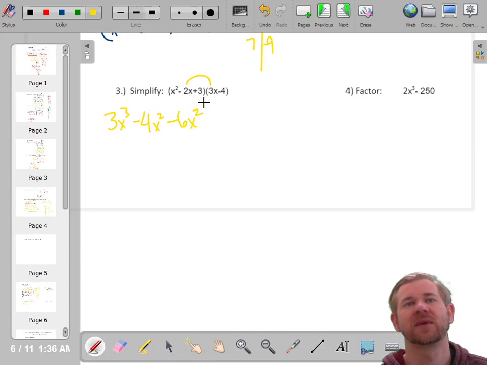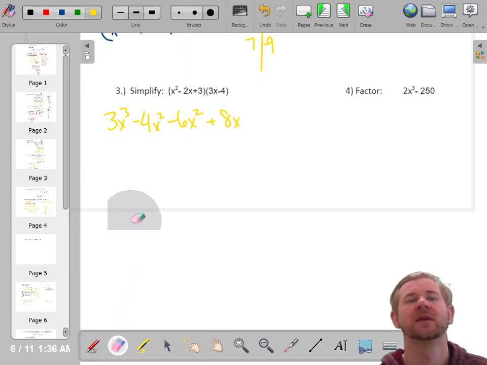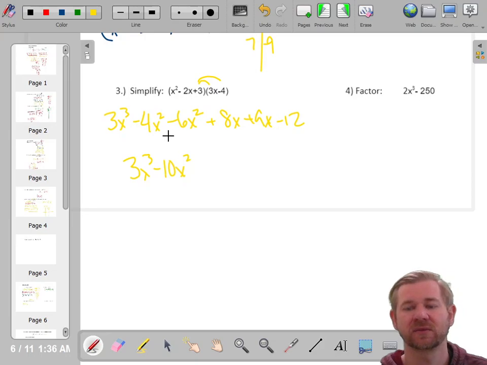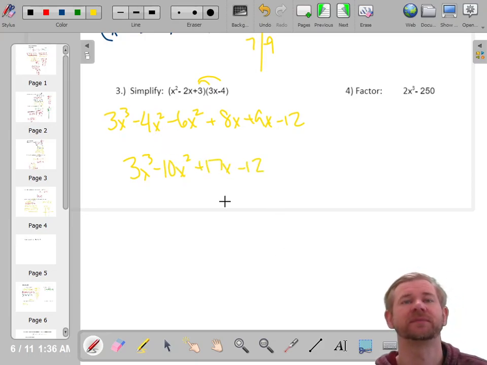X times x is x squared. -2 times -4 is +8. X comes along. Now we do the same thing with 3. So now that would be 9x minus 12. Combine like terms: 3x cubed minus 10x squared plus 17x minus 12. That's all you can do.